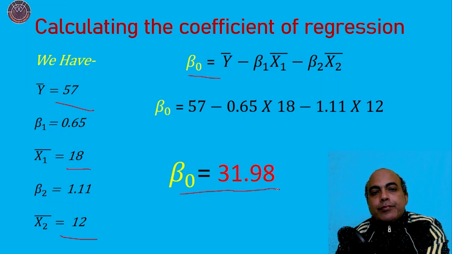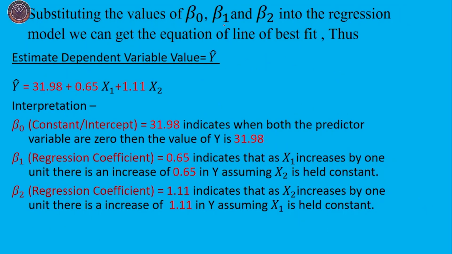So by using the values of beta 0, beta 1 and beta 2, the regression coefficients and the intercept, we can get the line of fit, or estimate the value of y. We can get the regression model, the equation of the line of best fit, and the line of best fit is 31.98 plus 0.65 x1 plus 1.11 x2. So what is the interpretation of beta 0?